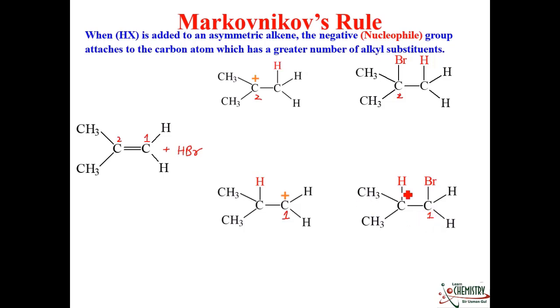Now if we just focus on the rule, what does the rule tell us? The rule tells us that the negative part will always attach to the carbon which has a greater number of alkyl substituents. So according to this, our product number 1 is the Markovnikov product, but the second product is not correct. This is the rule we have to follow. To understand why we have only this product, we must understand the types of carbocations. I will explain that later.